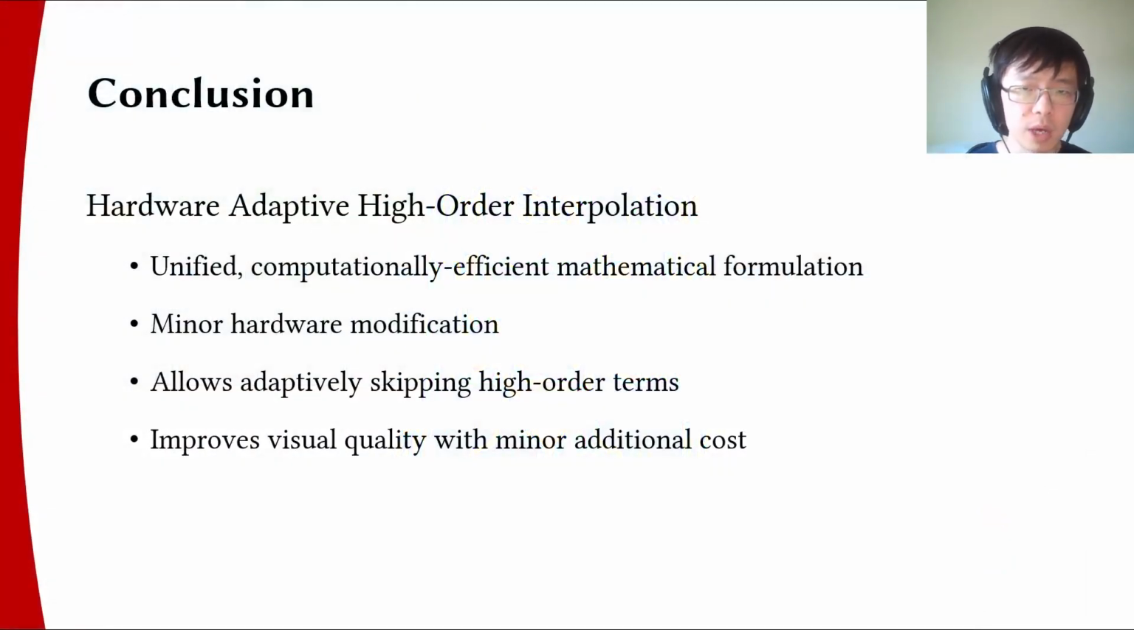In conclusion, we have presented hardware-adaptive high-order interpolation. By providing a unified, computationally efficient mathematical formulation for high-order interpolation, we allow general high-order interpolation to be computed efficiently on the GPU with our proposed minor hardware modification. Our method further allows adaptively skipping computation of high-order difference terms to save computation cycles. Our method dramatically improves visual quality in a variety of applications with only minor additional cost over traditional linear interpolation.